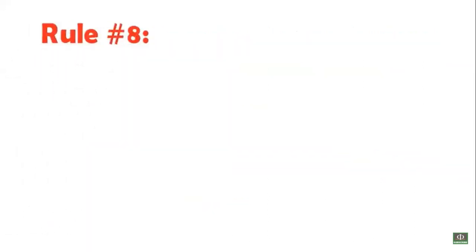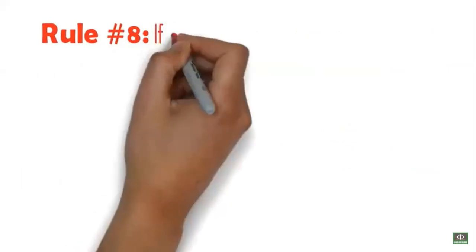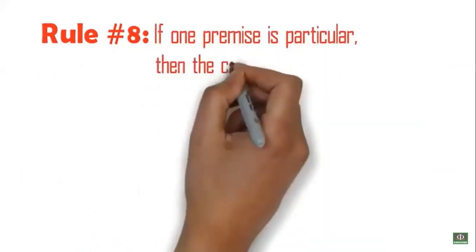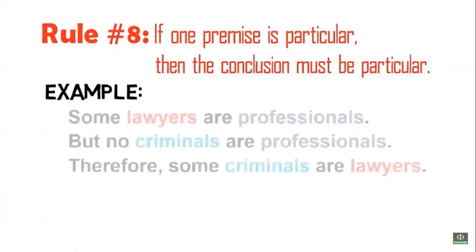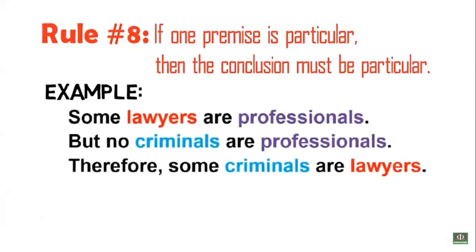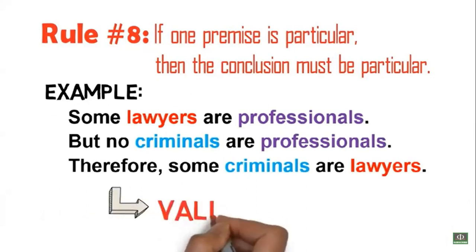Lastly, rule number 8 of the 8 rules of syllogism states, if one premise is particular, then the conclusion must be particular. Example, some lawyers are professionals, but no criminals are professionals. Therefore, some criminals are lawyers. The first premise of this syllogism is particular, and the conclusion is particular too. Therefore, this syllogism is valid in the context of rule number 8 of the 8 rules of syllogism.